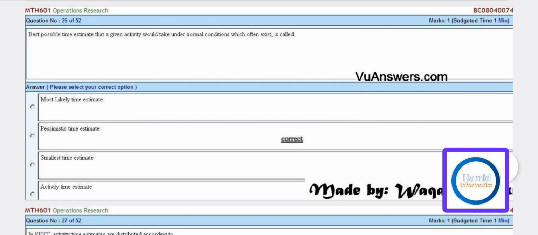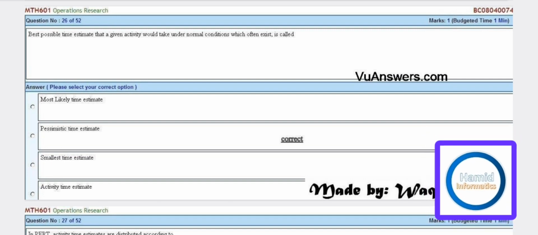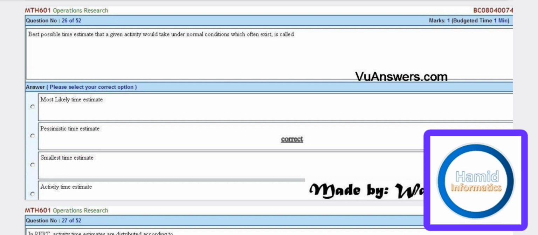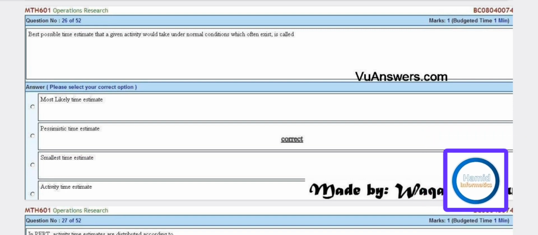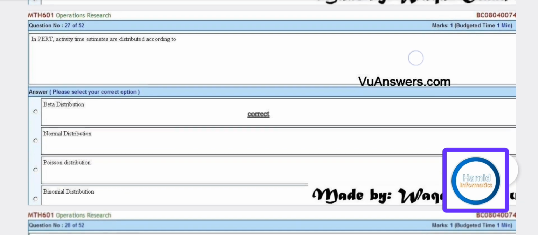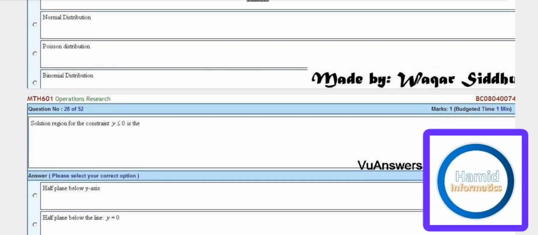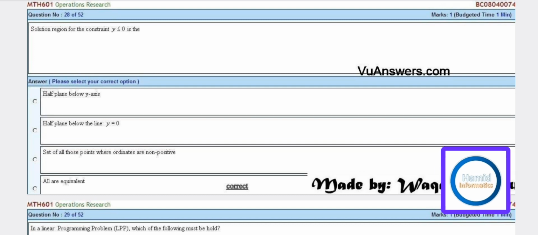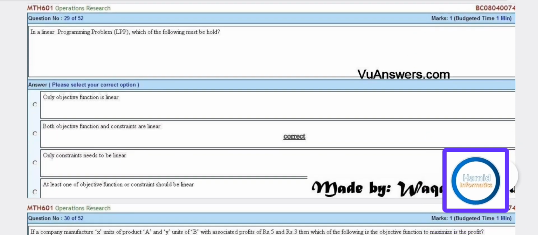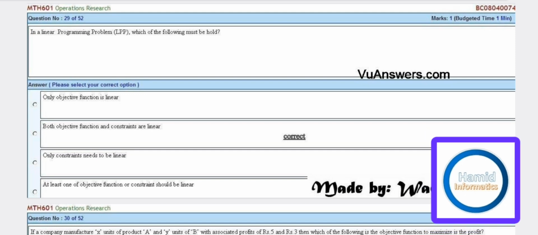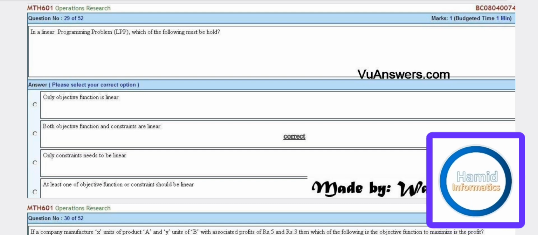Next question is: the best possible time estimate that a given activity would take under normal conditions, which often exist, is called pessimistic time estimate. Next is in PERT, activity time estimates are distributed according to beta distribution. Solution region for the constraint y is less than or equal to 0, the answer is all are equivalent. In a linear programming problem, LPP, which of the following must be held?